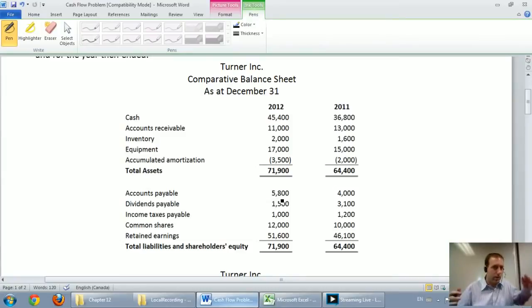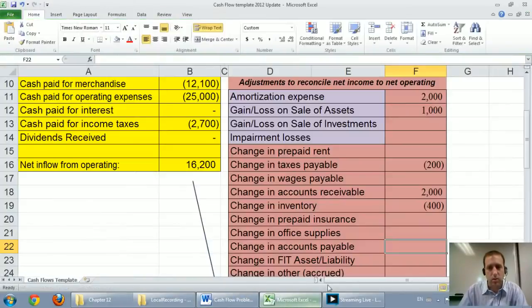Why do they do that? They want to keep the money in their pocket as long as they can. So the fact that we have more payables than we had last year means we're keeping more money in our pocket. If we had fewer payables, it means we're paying our liabilities off. So that 1,800 is actually a plus to our cash flow.